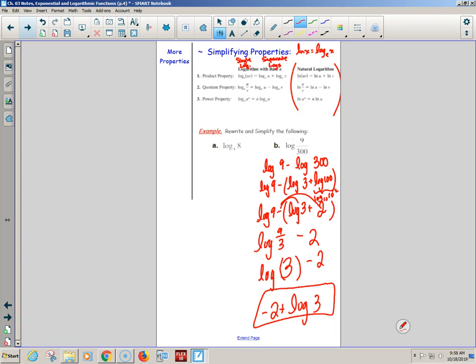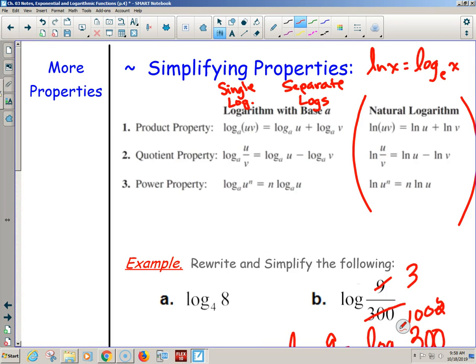But pause, guys. Wouldn't it have been way easier just to reduce that to be 3 and 100? Then you would have had log of 3 minus log of 100, and then that would have been log of 3 minus 2, and you would have cut out some work. So maybe they'll give you a problem where you can do some simple math to start, and then go from there. But wait, what about this other example?